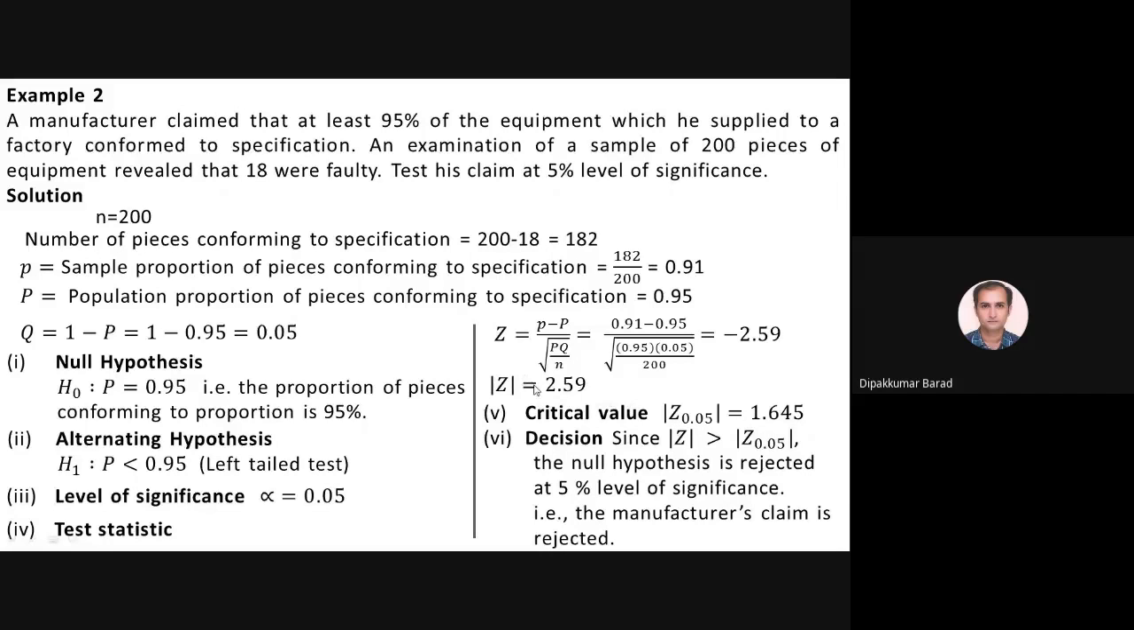If this mod Z is greater than the absolute value of Z at 0.05, then our null hypothesis is rejected. And if this is less than, then we can say our null hypothesis is accepted, at the 5% level of significance. So here we get mod Z greater than the absolute value of Z at 0.05. So we can say that this manufacturer's claim is rejected. Whatever he said, that 95% of the products conform to the specification, is not correct. It might be less than 95%. Is it clear, Parth?